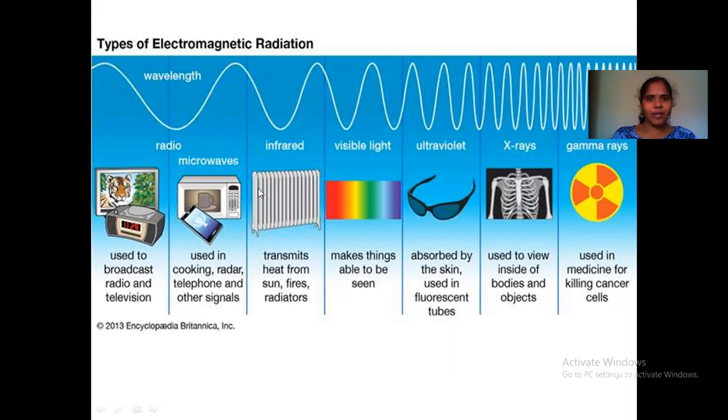And they will have different applications. If you consider the radio frequency, they can be used for broadcasting, and the microwave can be used in cooking and telephone signals, and infrared can be used to transmit heat from the sun or a radiator. Visible light makes things able to see, and ultraviolet light is used in the fluorescent bulbs, and X-rays, inside of the body, we can take the images by X-rays, and gamma rays, as they are very high energetic, can be used to kill the cancer cells in chemotherapy.